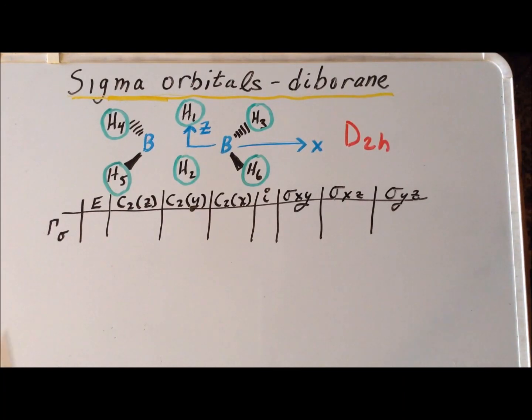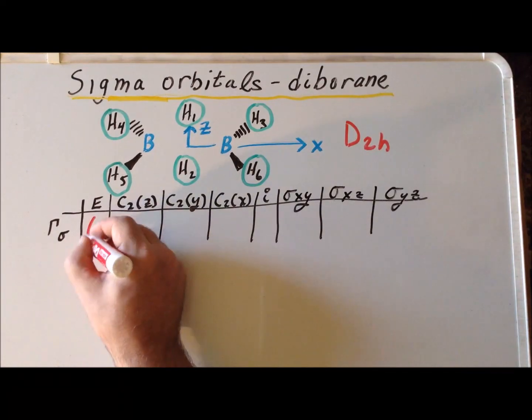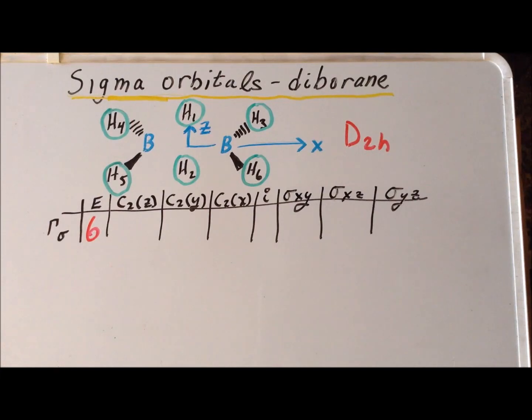So our first symmetry operation is E, the identity. And we see that we have 6 s orbitals on hydrogen. Since it's the identity, each of those stays exactly where it was before. So that means that 6 stay still, and our character is going to be the number 6.